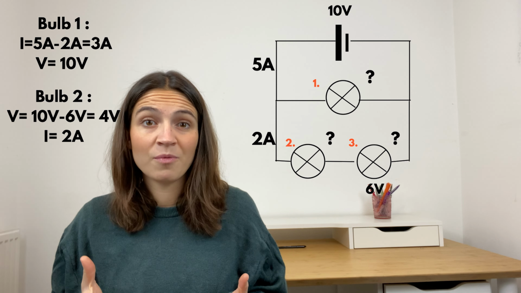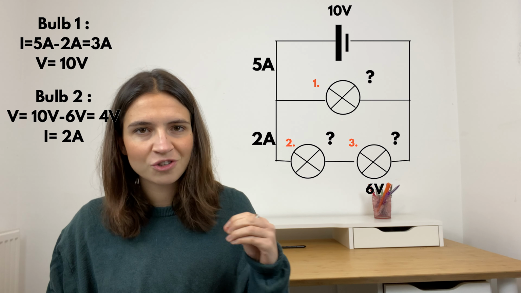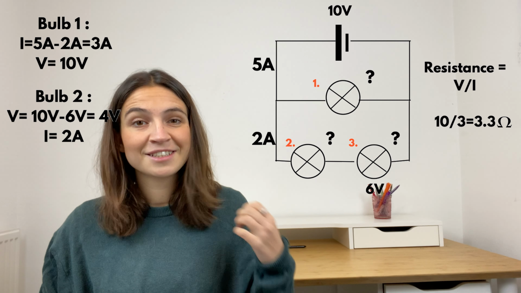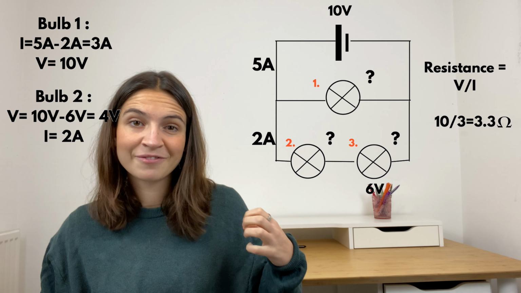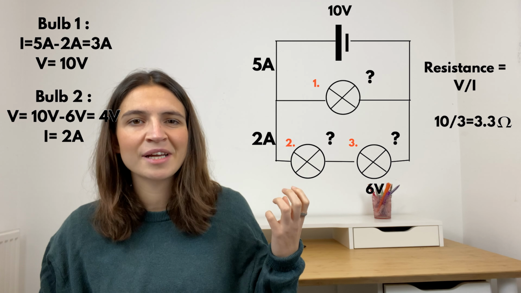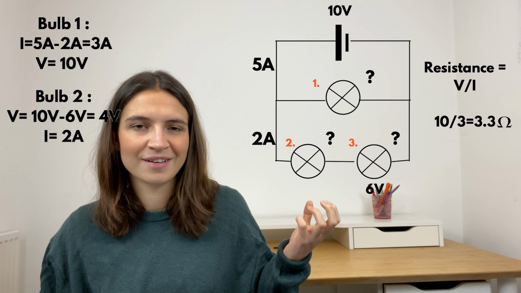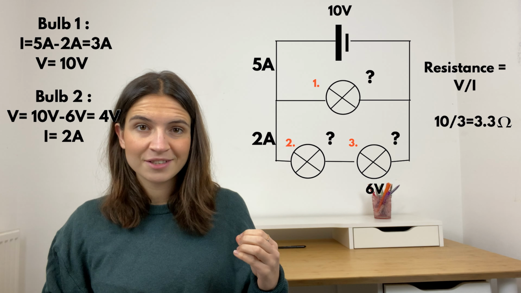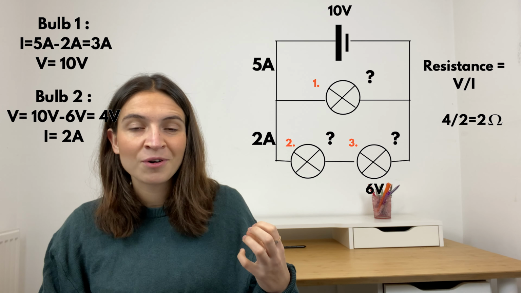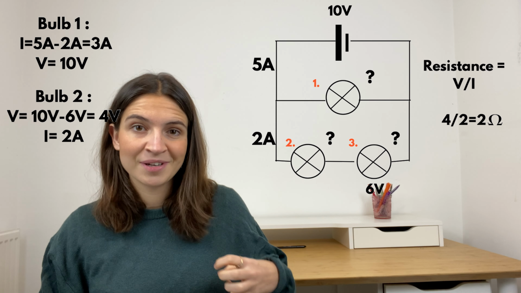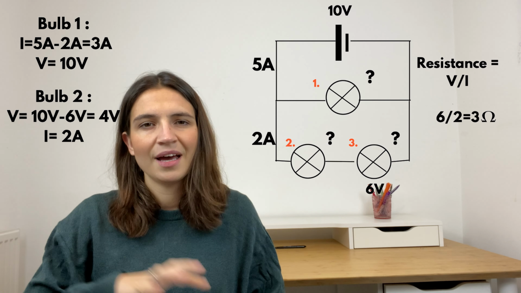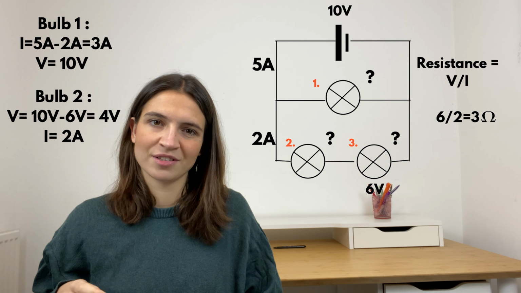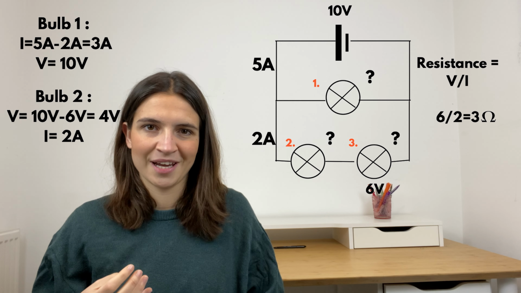Okay, now we can work out the resistances. Let's do the top bulb. Resistance is voltage over current. So that is equal to 10 divided by 3 is 3.3 recurring ohms. Okay, and the first bulb in our bottom branch, that is the voltage 4 divided by the current 2 is equal to 2 ohms. And the next bulb is my voltage 6 divided by my current 2 is equal to 3 ohms.